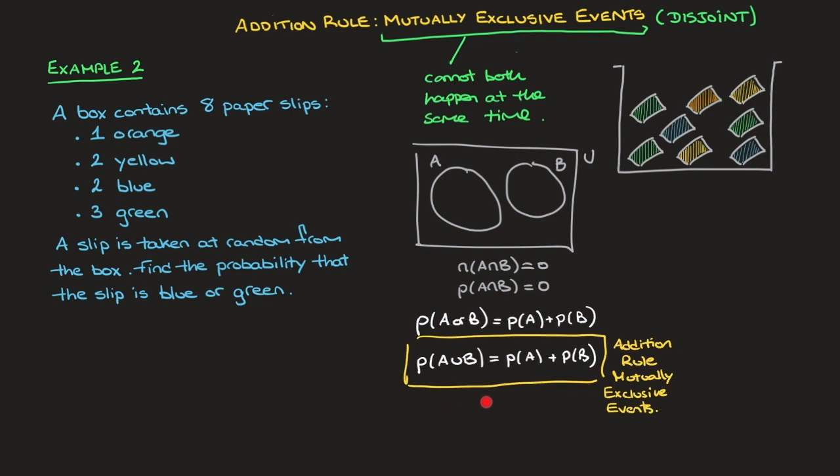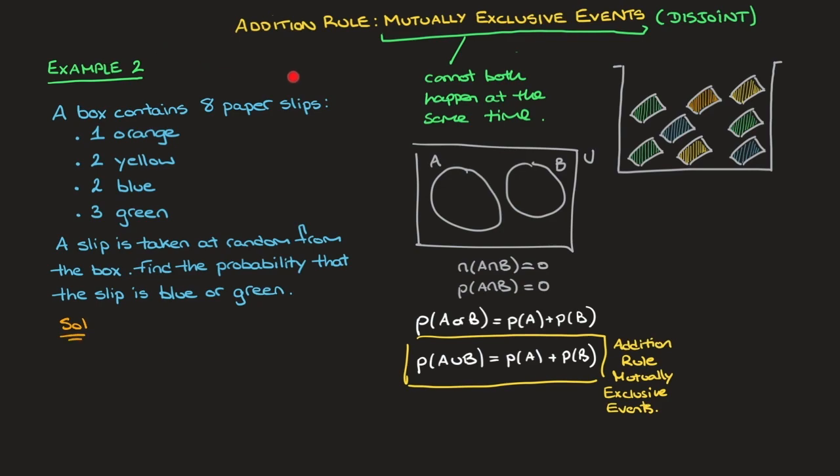Okay, now that we have the formula, let's go ahead and work through this second example. We're told that a box contains 8 paper slips, 1 orange, 2 yellow, 2 blue, and 3 green. A slip is taken at random from the box. Find the probability that the slip is blue or green. As always, I'll start by writing SOL as in solution, and now we can get started.